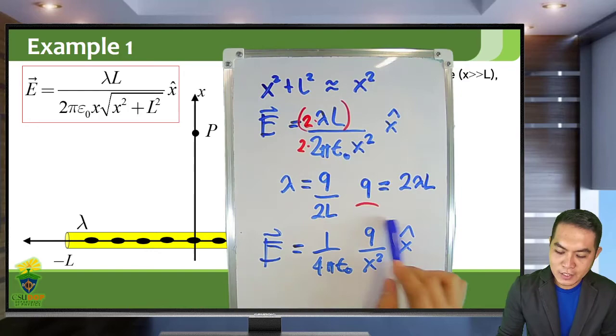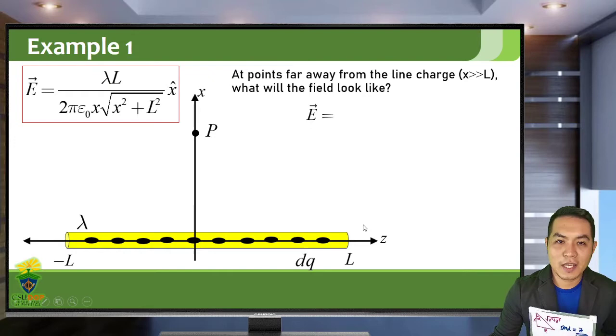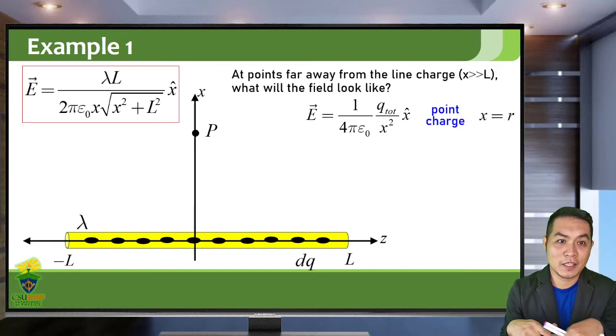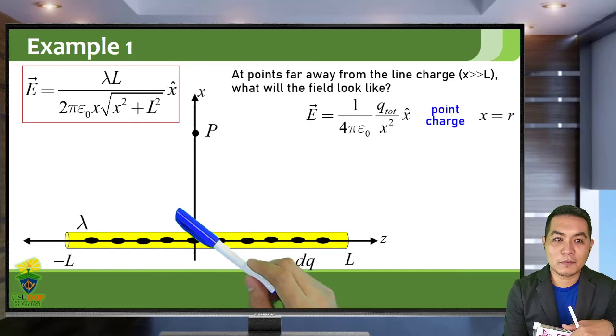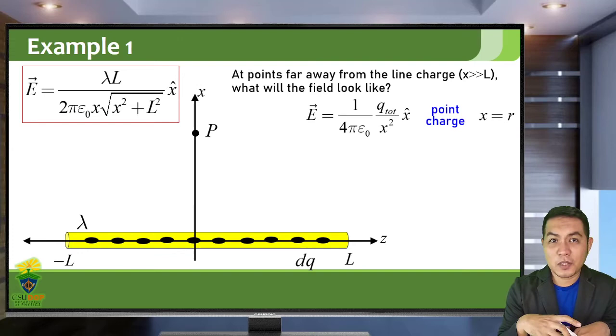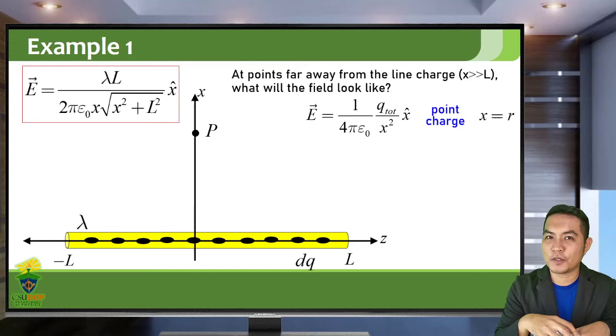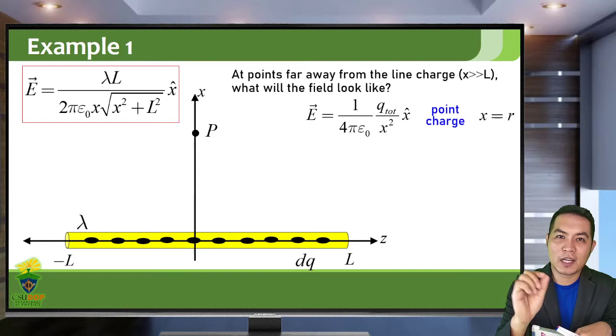So what does this electric field look like? This just looks like the electric field of a point charge, where our x is our r, so kq over r squared r hat, where x is our r, since the x-axis in this problem is our field point vector. So this is quite intuitive, because if you look at a line from a very far point of view, it will just look like a point. Actually, any charge distribution, if you view it from a very far point of view, will just look like a point charge. So all of your results for different charge distributions, when viewed from infinity, will just approach the electric field of a point charge.